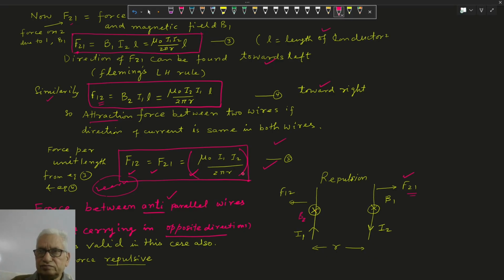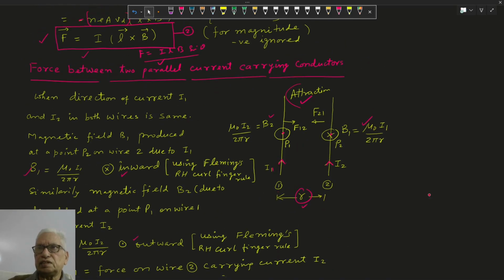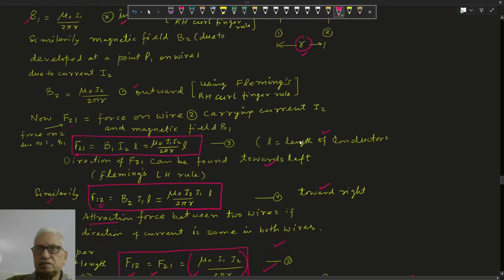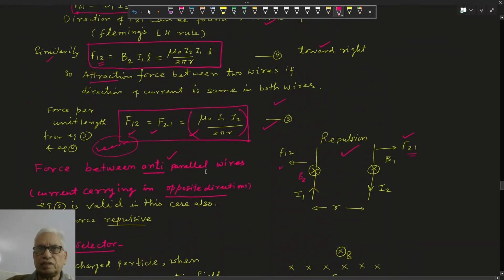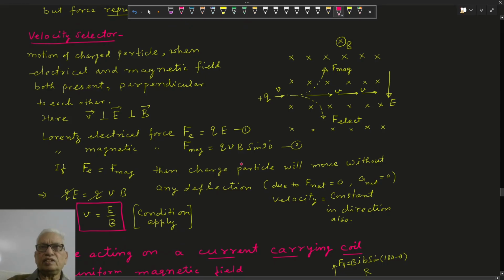Similarly F12 is also away. That is why if the current in the two wires is in opposite directions, a repulsive force will be acting on them. If the current in the two wires is in the same direction, then an attraction force will be there. And the formula for force per unit length will be the same, whether it is wire 1 or 2, whether both are parallel or anti-parallel, it will be the same. Attraction and repulsion depend on what? Same direction current, attraction; opposite direction current, repulsion.